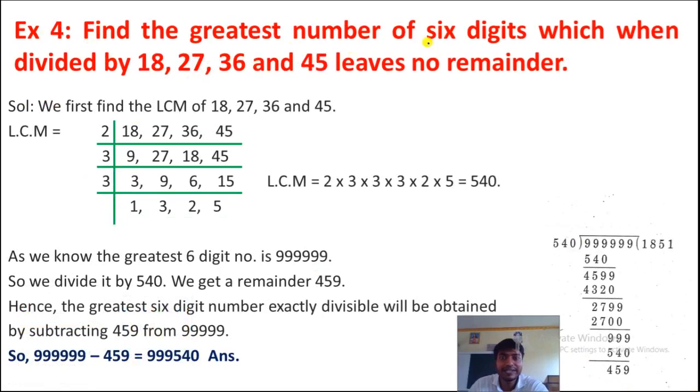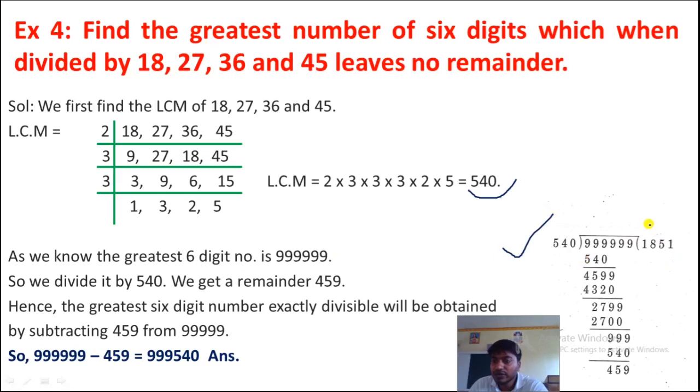Now find the greatest number of 6 digits which when divided by 18, 27, 36 and 45 leaves no remainder. Now in case of the greatest number, what you have to do? In the same way, find out the LCM, as you can see on the screen. So this is the LCM, 540. Then write the greatest 6 digit number. And what is the greatest 6 digit number? 9,99,999. After that you divide this 9,99,999 by this LCM.